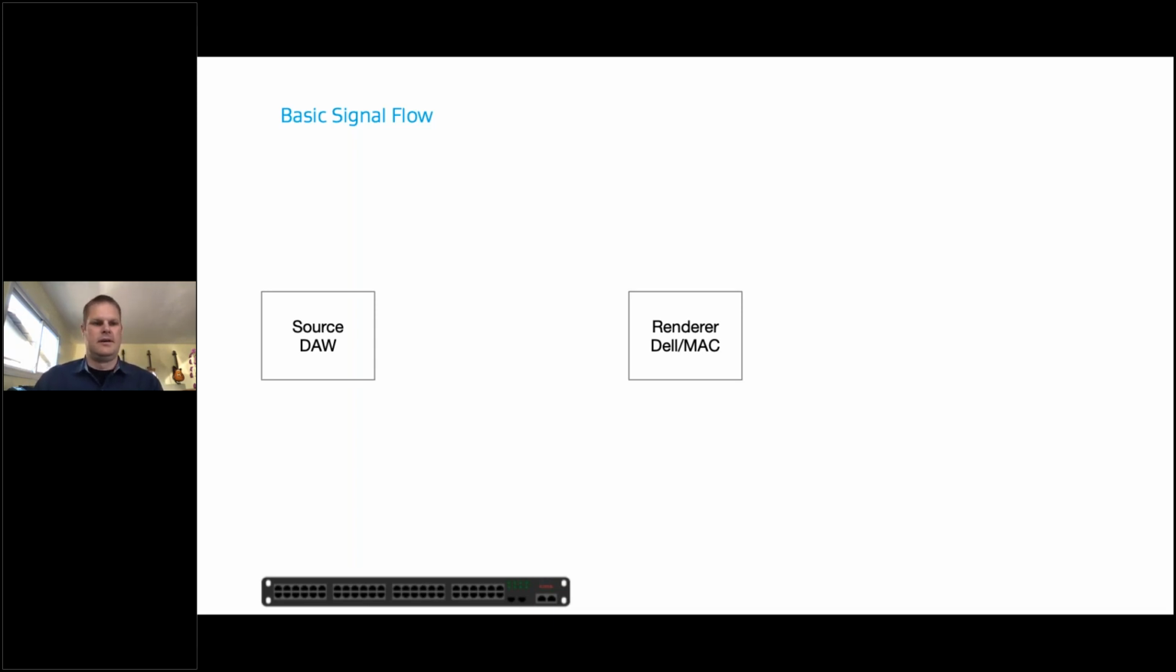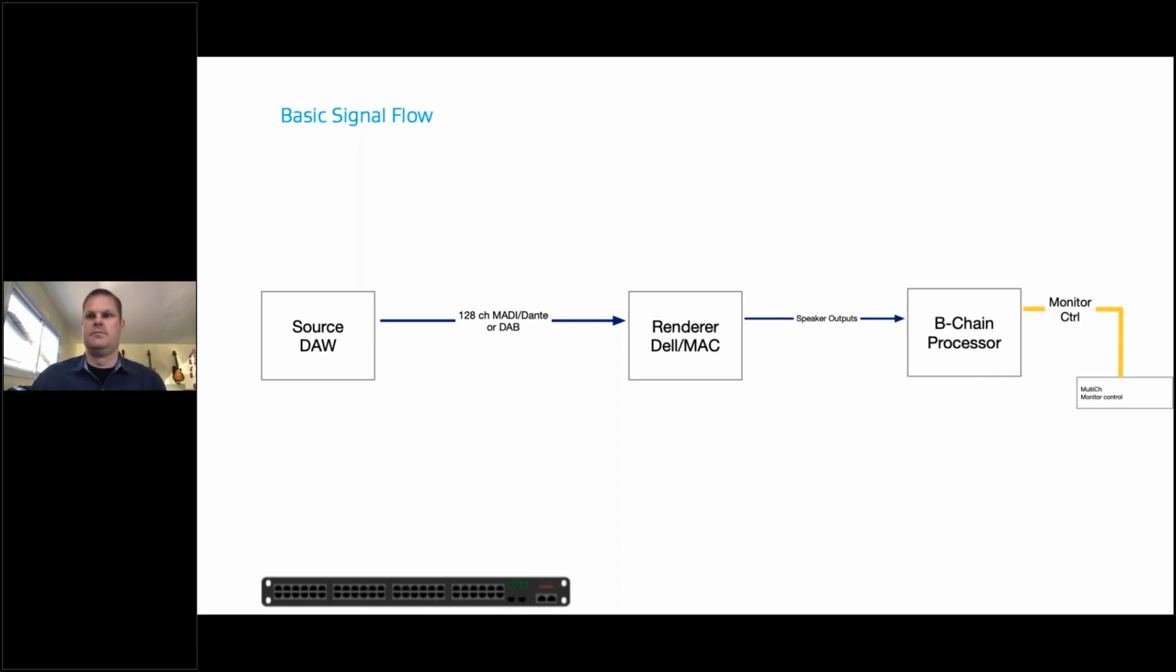And that is fed out of the machine via MADI or Dante, or DAB, which is our Dolby Audio Bridge. So in the sense of the production suite, Dolby Audio Bridge is where you're going to be looking for that. It connects to a B-chain processor. Those of you in film and TV will be more familiar with the B-chain processor, but essentially this can be thought of as an addition to add a monitor control to connect to your amplification.